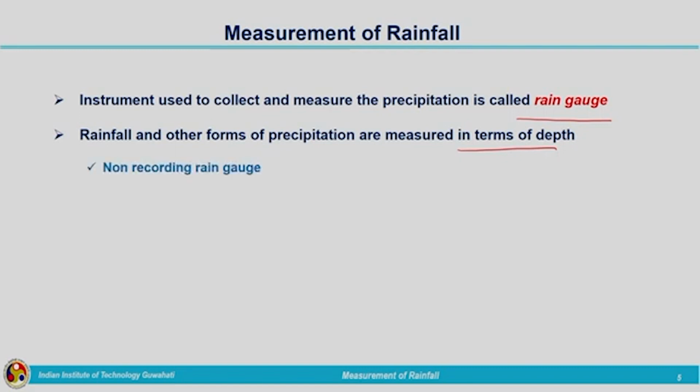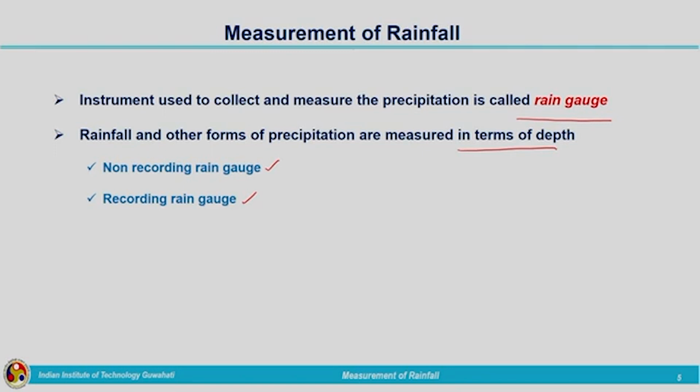Different types of gauges are there. One is the non-recording rain gauge and the other one is the recording rain gauge. As the name indicates, one is of recording type, it will be automatically recording the rainfall depth. The other one is non-recording, it will not be recording, we have to manually measure the rainfall. So, let us see these one by one.